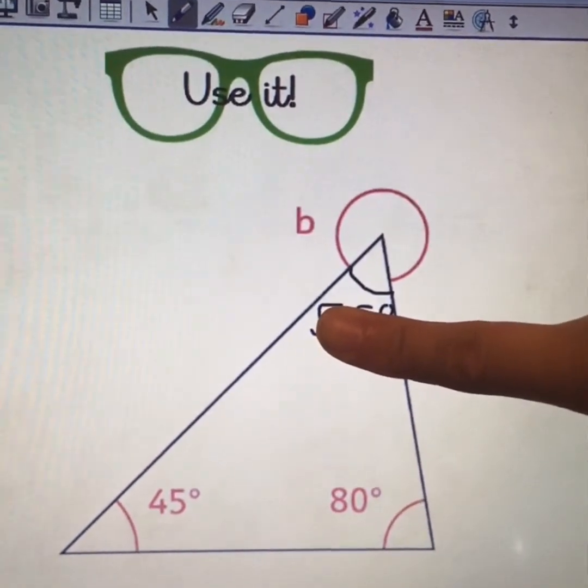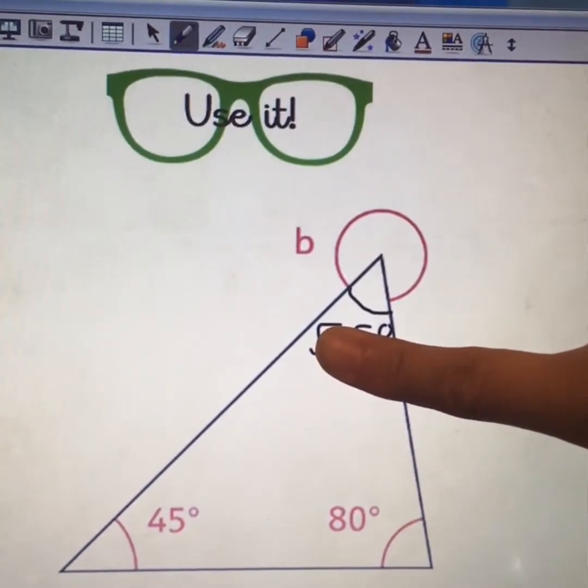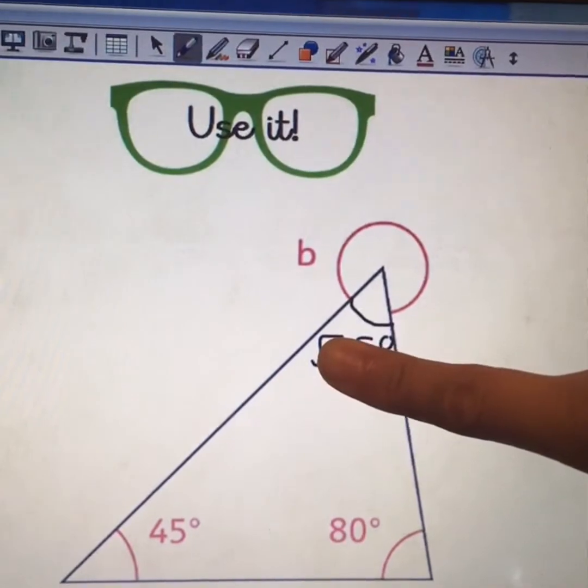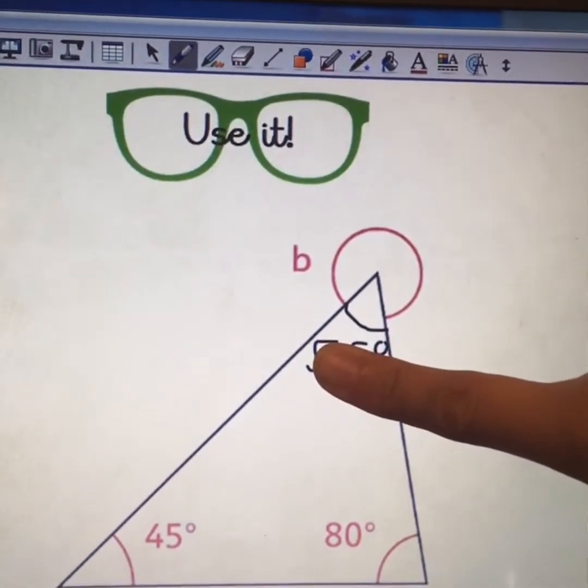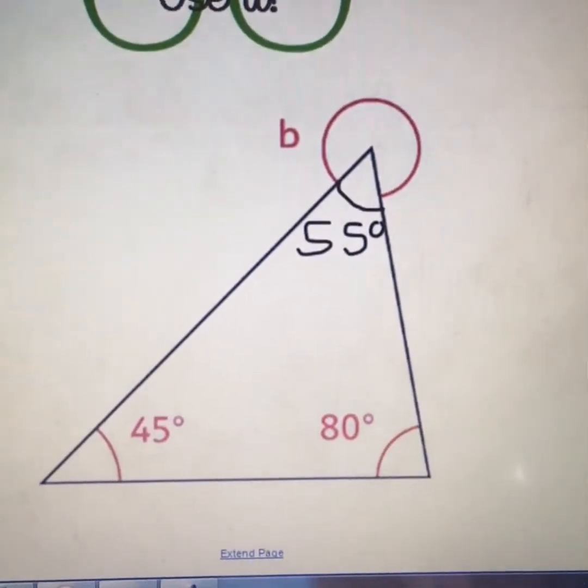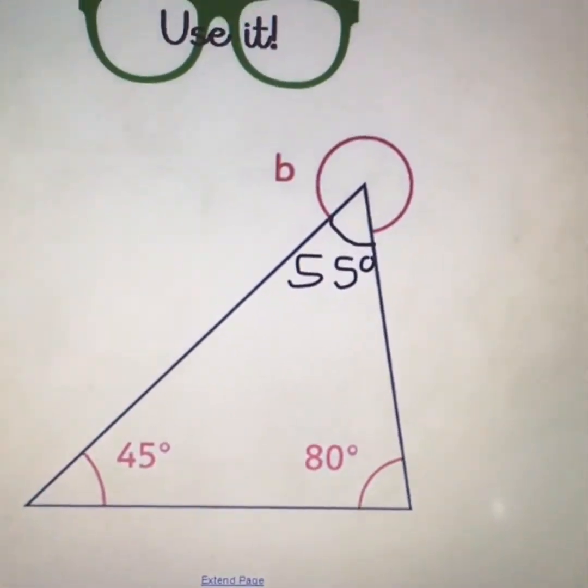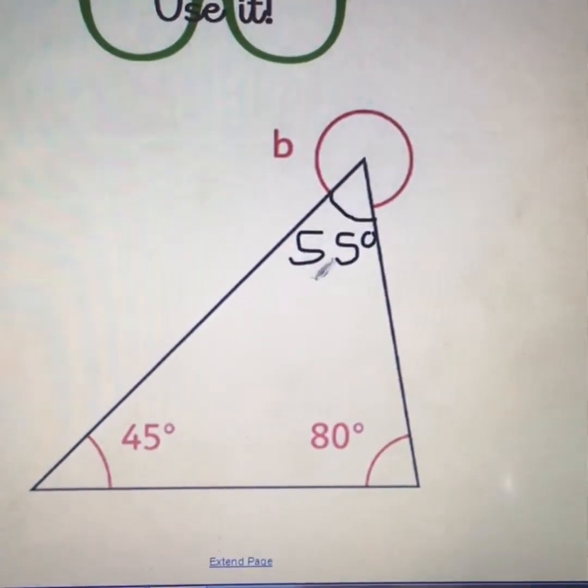There's a triangle. How many degrees in a triangle? 180. So I need to add 45, add 80, which is 125. 180 take away 125 is 55 degrees. Right, now I know this angle.